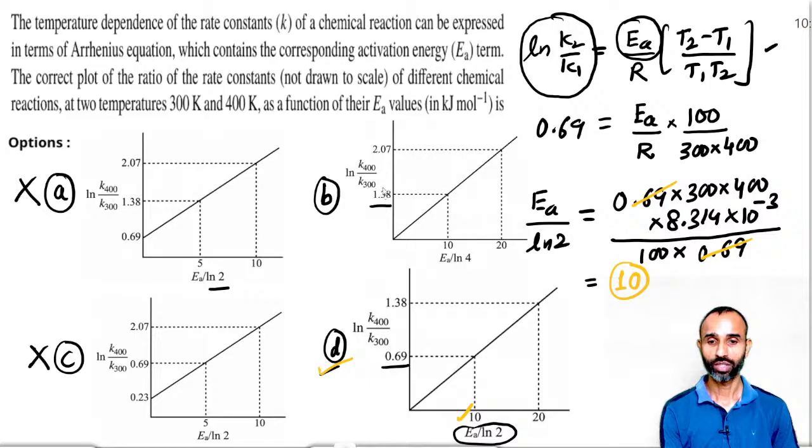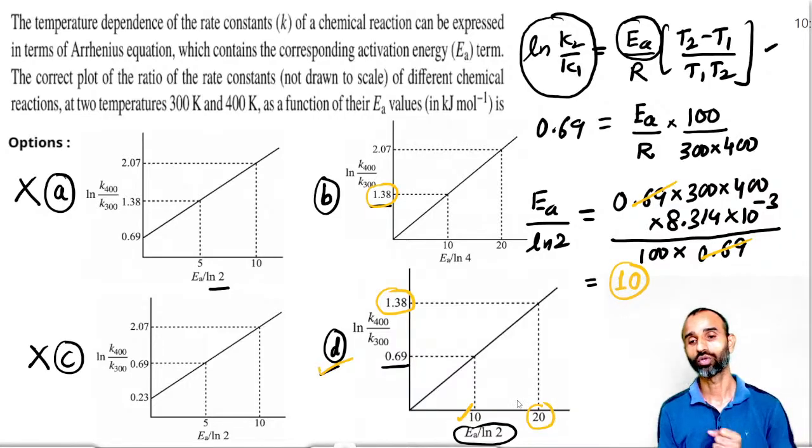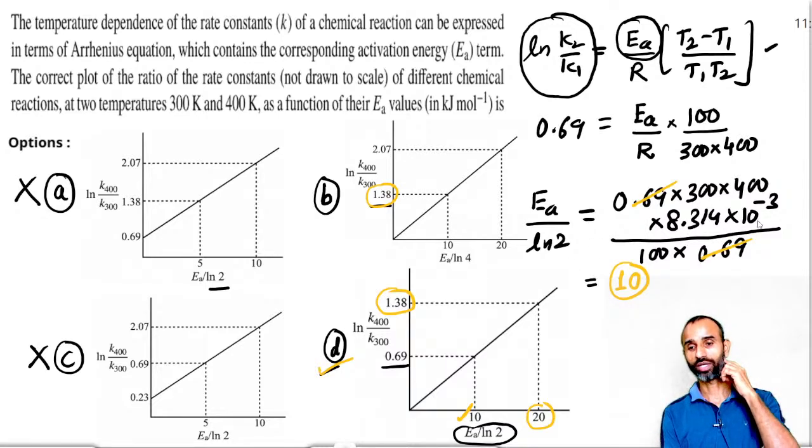Because if it is 1.38, it is double. The value comes out to be 20. I hope this one is correct. Have you calculated?